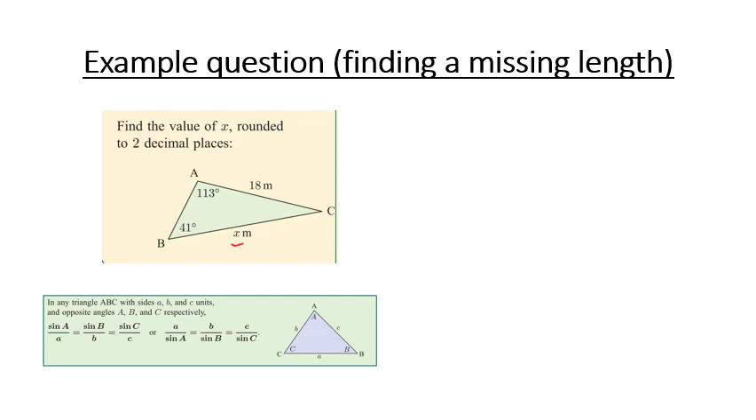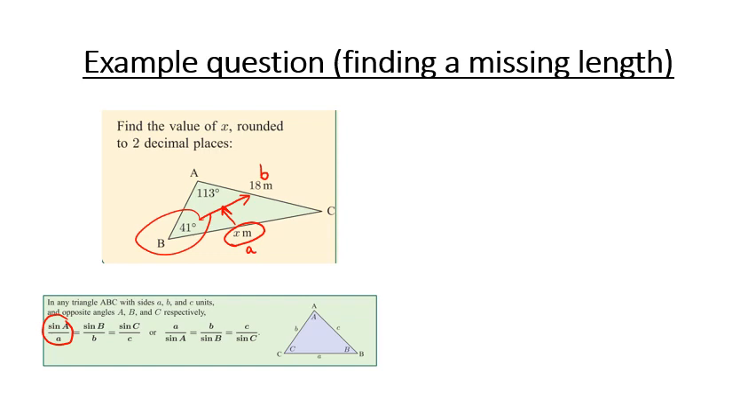So we're looking for this value here, and we know that that length is opposite the angle A. So we're going to be using sine A, and we're going to call x little a. We have an angle at B of 41, and we have a length opposite, which is 18. So we'll call this little b, and we'll call this little a.